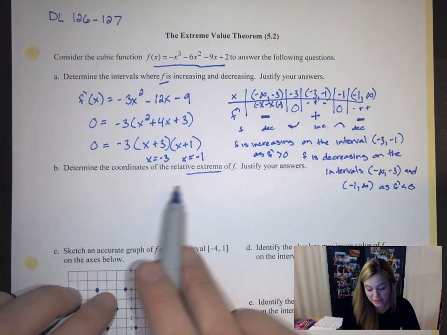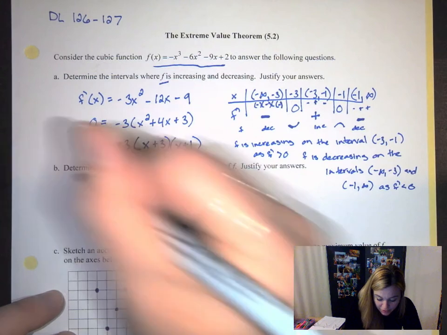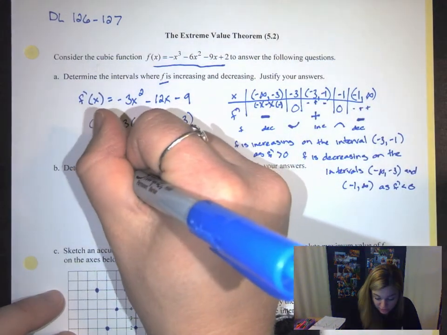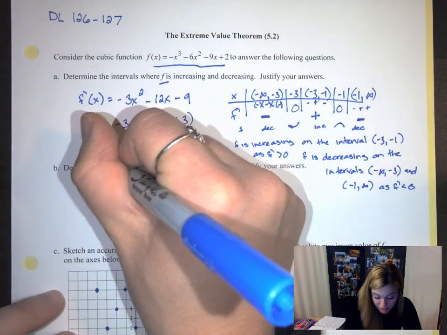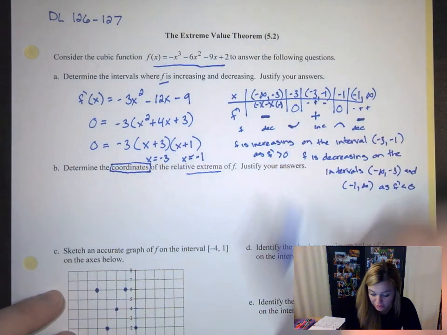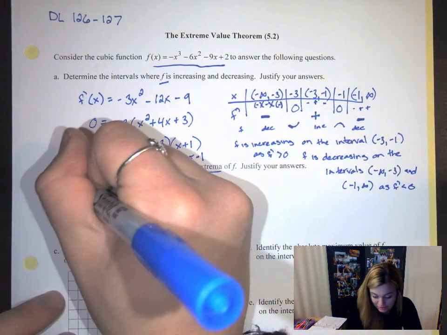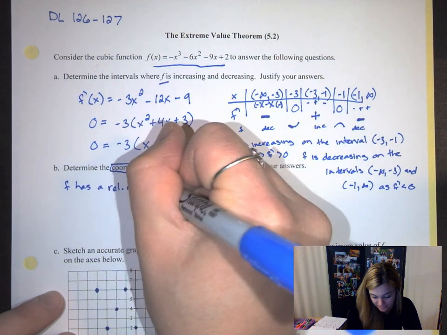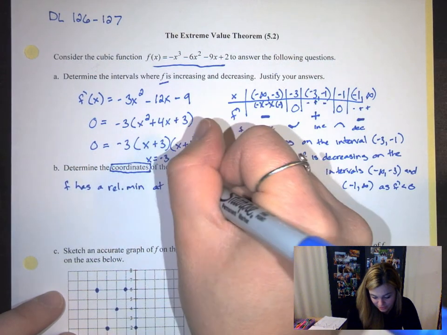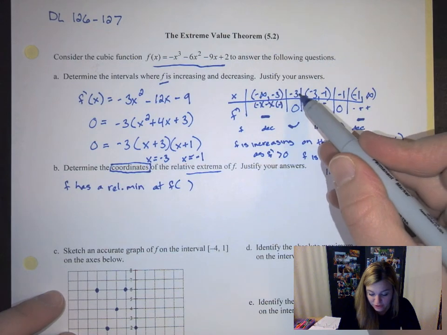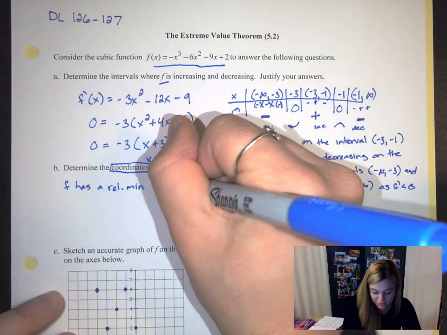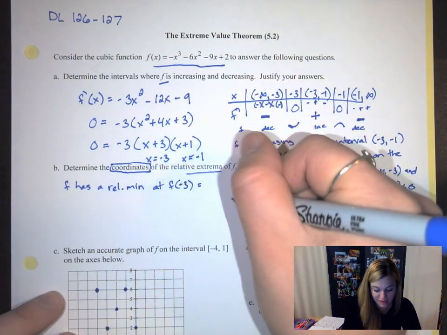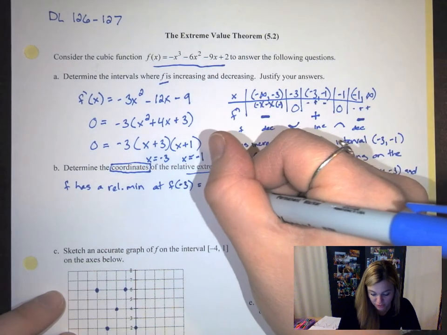Relative extrema, you could also say local extrema or relative minima or maxima, any of those things. The coordinates of relative extrema would be, oh, and it says coordinates, so we need the x and the y value. So I know that f has a relative minimum at, and I know my x value here was negative 3. So f of negative 3 equals, I'm going to figure that out in a second. So I need the y value yet.